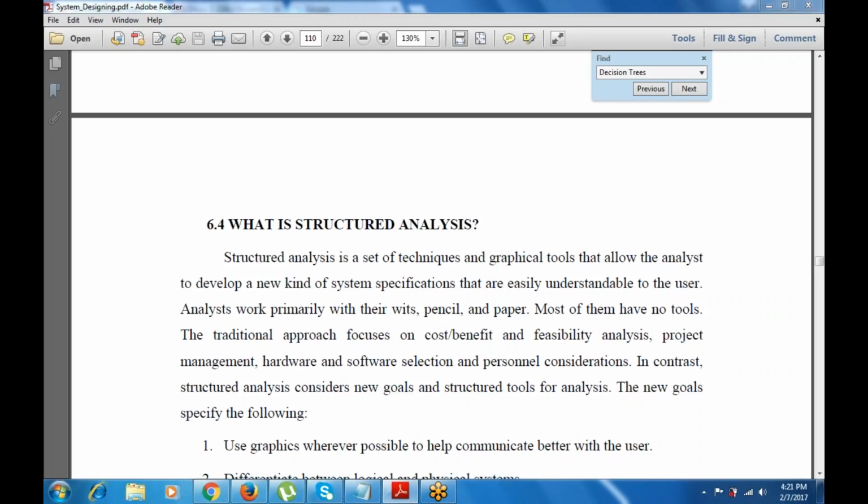Structured analysis uses graphics wherever possible. That means diagrams, that is DFD diagrams, relational diagrams, whatever diagram is required for structured analysis.